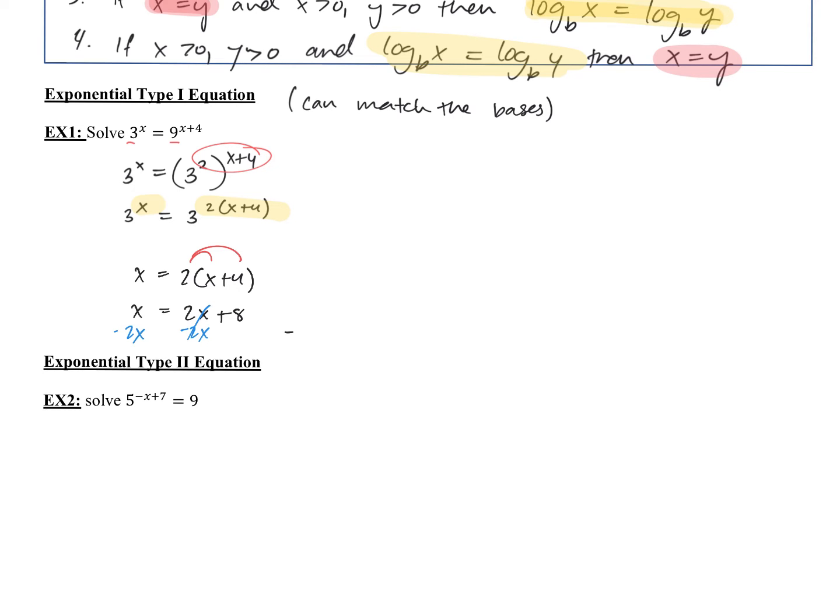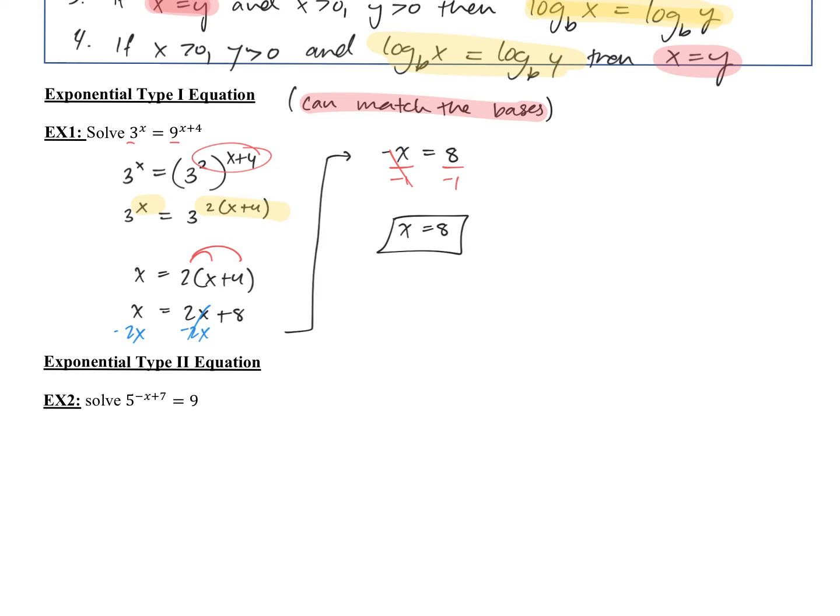And then let's keep writing over here with my arrow. So negative x equals 8. We've almost solved. Let's go ahead and divide both sides by negative 1. And we get x equals negative 8. We don't need to check these because it came from an exponential, and the variable's in the exponent, so no restrictions there. Okay, so this one was easier as a type 1. Why was it a type 1? Because we could match the base.